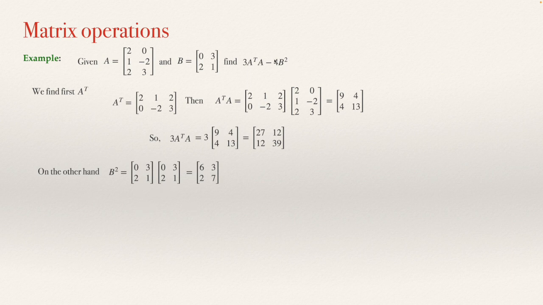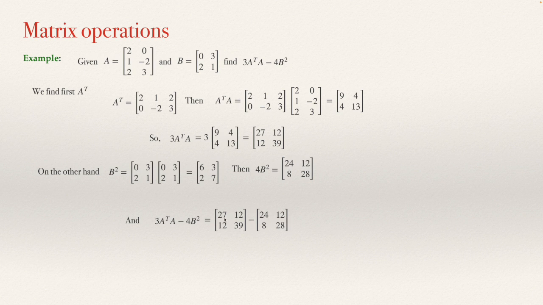Okay, and then we need to multiply by 4. So 4B squared will be 4 times this matrix. 4 times this 6 is 24. 4 times this 3 is 12. 4 times 2 is 8, and 4 times 7 is 28. So now that we have the two terms in this expression, 3A transpose A minus 4B squared will be this matrix, that is 3A transpose A, minus this matrix, that is 4B squared.